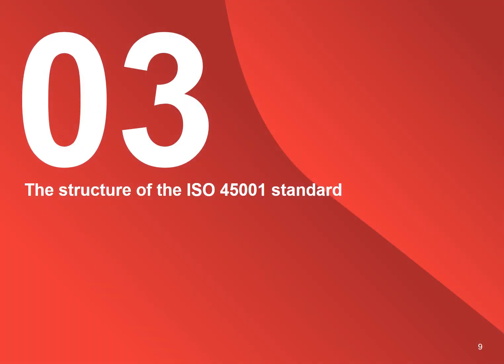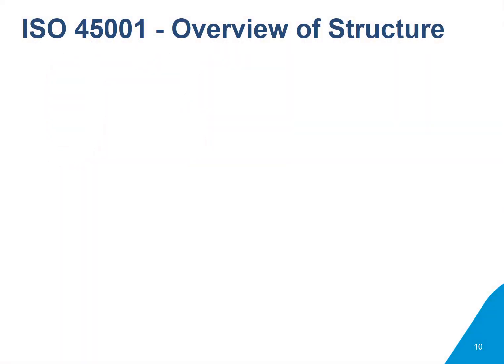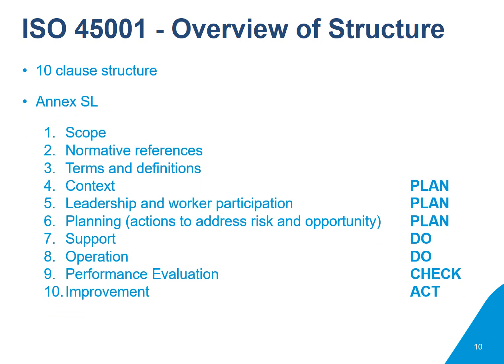Let's have a look at the structure of the new ISO 45001 standard. So looking at an overview of the new 45001 structure, I'm sure it will be familiar to most people. We have the Annex SL traditional 10 clause structure. We've got clauses 1 to 3, scope, normative references and terms and definitions, referring to the use of the document, and obviously clauses 4 to 10, the operational implementation from context, leadership, planning, support, operation, performance evaluation, and improvement.